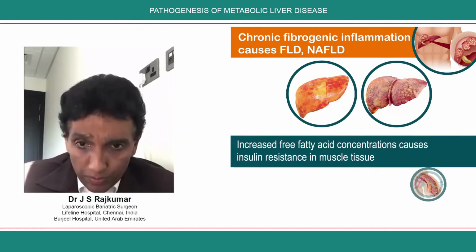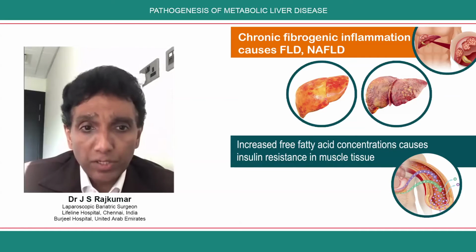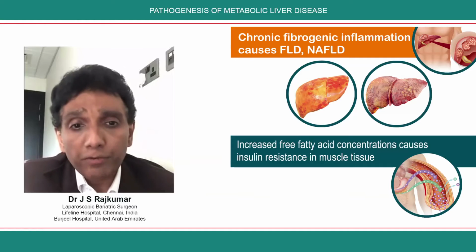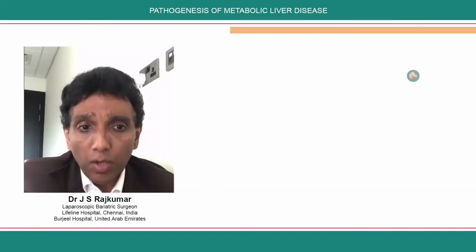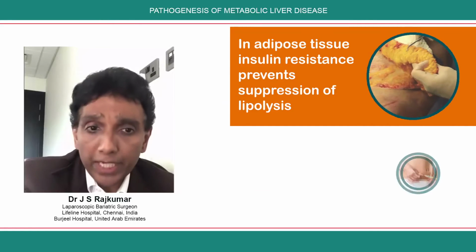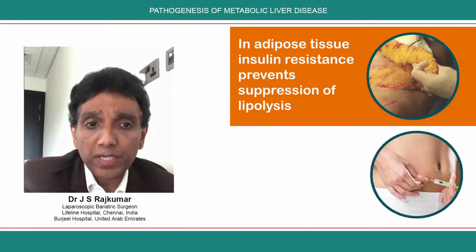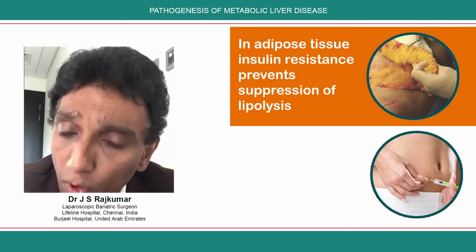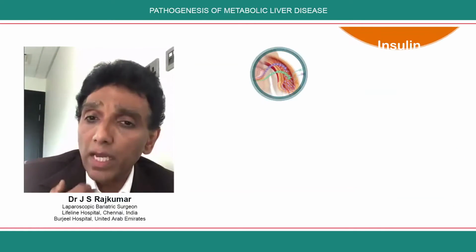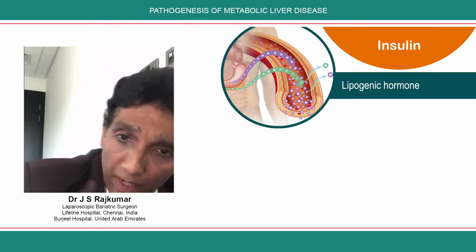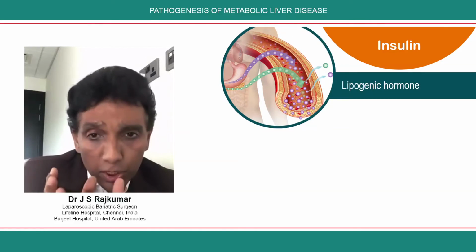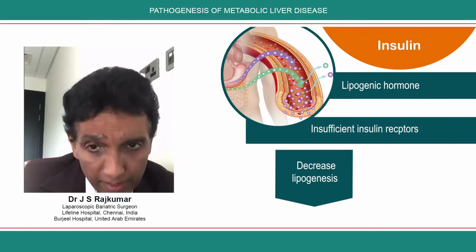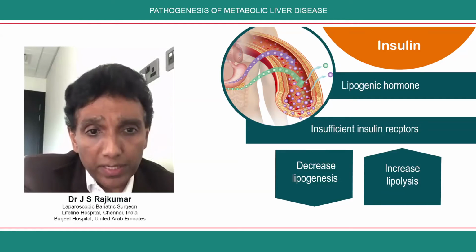We know also that increased free fatty acid concentrations in turn may be responsible for insulin resistance in muscle tissue, whereas in adipose tissue, insulin resistance further prevents the insulin-mediated suppression of lipolysis. Insulin is a lipogenic hormone, and not having enough insulin receptors will decrease the lipogenesis and increase the lipolysis.